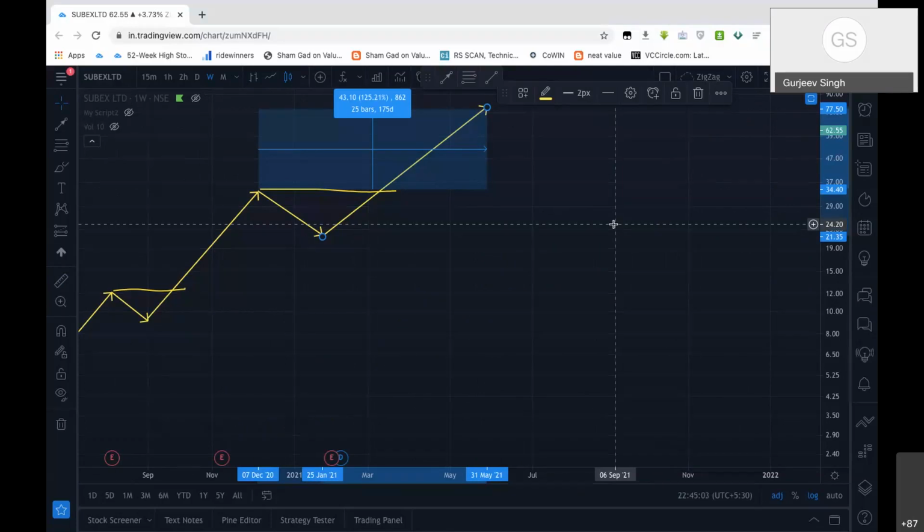I am not saying put 10 lakhs in one stock. Put 100% of the capital in one stock. फोमो खत्म हो गया. Gurjeev will take your questions in the voice chat.